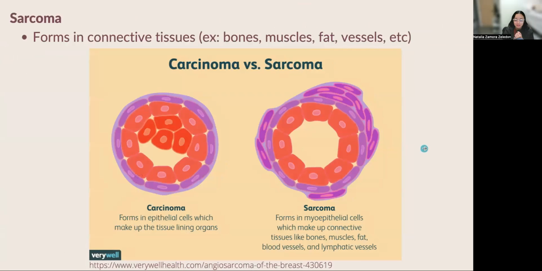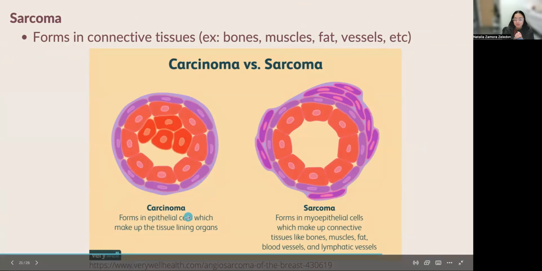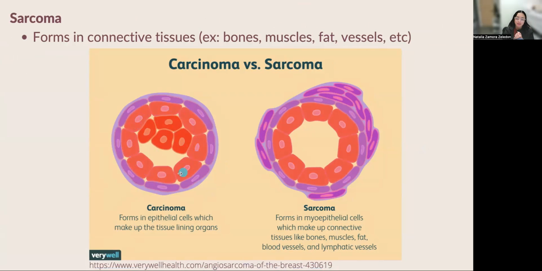Sarcomas form in the connective tissues such as the bones, muscles, fat, and vessels. So you can see here the difference between carcinoma and sarcoma. This is a blood vessel, and carcinoma is in the cells that line the hole, the actual hollow area. And then sarcoma is of the cells that are more connective tissue that form the structure of things. So these are the cells that actually form the vessel, the actual tube, not the lining of the tube, but the actual tube.